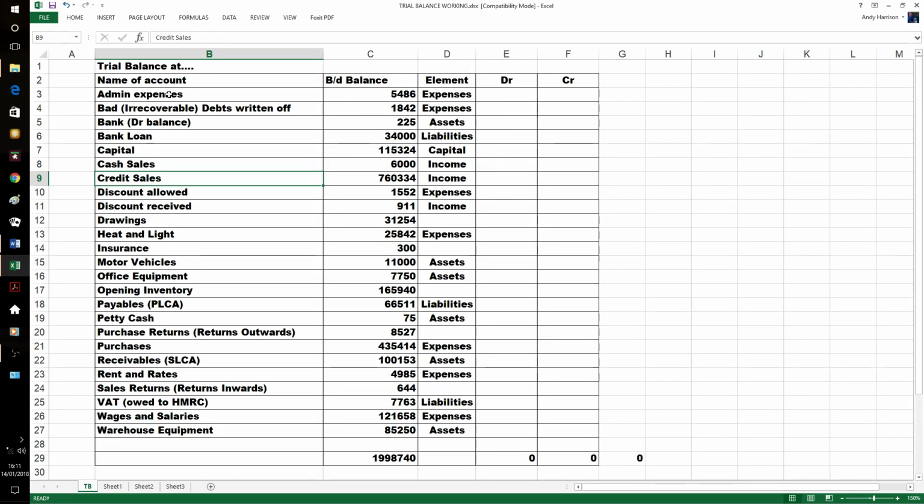But this one's a nice easy one, it's got admin expenses, so no surprise that's an expense account. At risk of making typos, I'm going to type them in one by one. But if I do make a typo, or if it doesn't add up, it means that our trial balance is doing its job. So it's not a disaster, it's a useful error. So expenses and assets are debits, liabilities and capital and income credit.